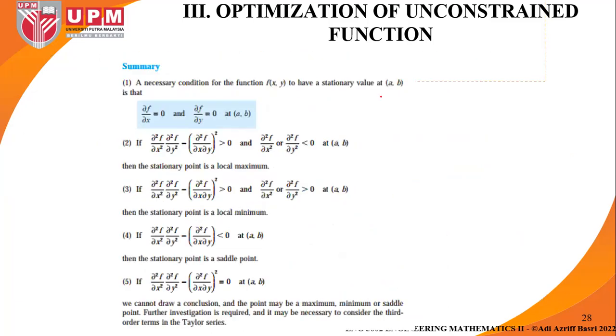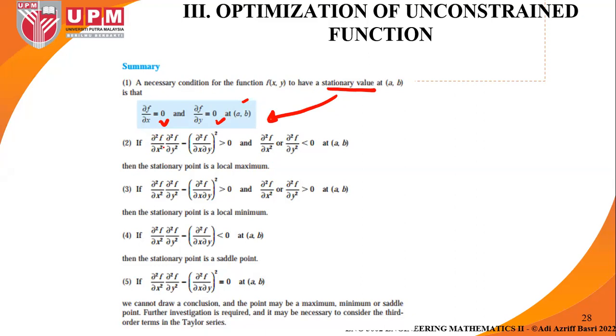So as a summary of this optimization of unconstrained functions, number one, a necessary condition for function f(x, y) to have a stationary value at a and b is that when you differentiate with respect to x it becomes 0, and differentiate with respect to y it becomes 0. So in order for you to find this stationary value, you need to differentiate in terms of x and in terms of y at this point, equal to 0. That's the first thing that you need to know, step number one. Once you have this stationary value, the next question is whether the stationary point a and b is a maximum or minimum. In order to do that, you need to do this equation.